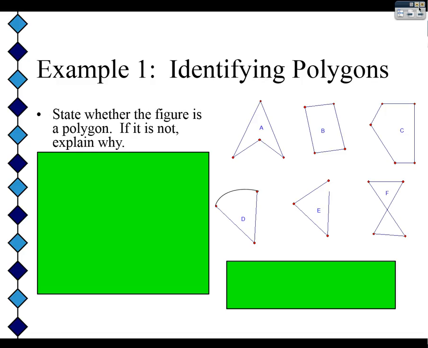Kara, you're shaking your head. How come? It doesn't connect to it. Okay, it doesn't connect. So this vertex right here connects to how many sides? 1. How many does it have to connect to? 2. Okay, so it's out.